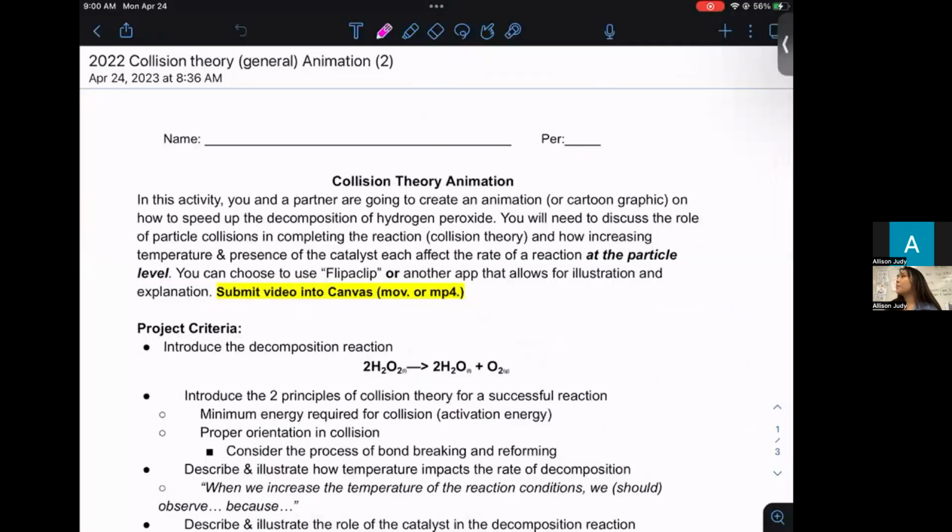So this is what you should have picked up or downloaded. It's a Flip a Clip project related to collision theory. What you guys are going to do is explain the demo, that initial phenomenon I showed you. You're going to explain it using collision theory via Flip a Clip. This is pretty self-guided. It's not too complicated, but I do want exact correctness in your explanation. On the demo, I filmed it in the recording of the lecture, so you can find it.